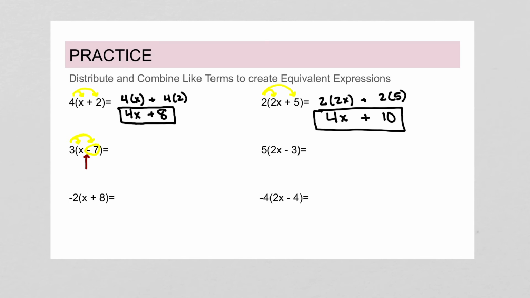So we've got, and you don't have to write it all the way out every time, you can write 3 times x, and now I've got a positive 3 times a negative 7. So 3 times x is just 3x, and then positive 3 times negative 7, well, a positive and a negative make a negative, and 3 times 7 makes a 21. And I can't combine my 3x and my 21 together because they are not like terms. So this becomes a minus.